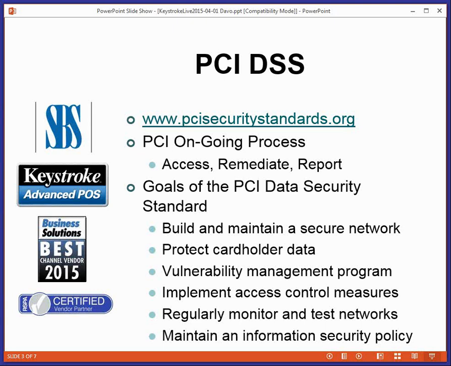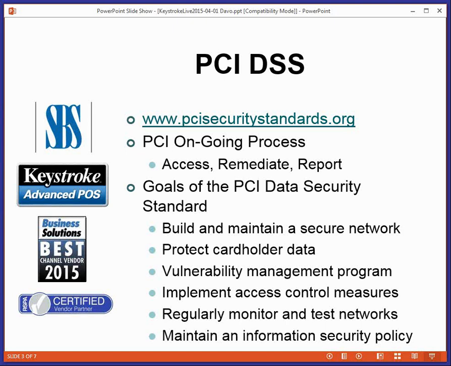Their goals are those basic 6 things. That's part of the digital dozen if you've ever heard it: secure network, protect cardholder data, which is part of what Keystroke does, manage vulnerabilities, access control, test networks, and maintain a policy. And I kind of bring this out as there's a lot to it.